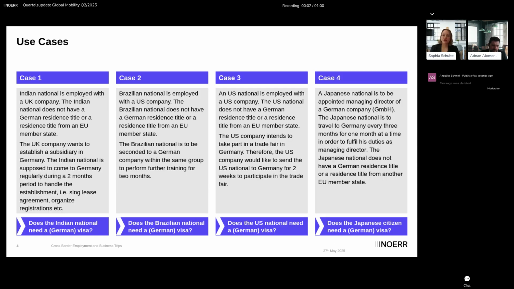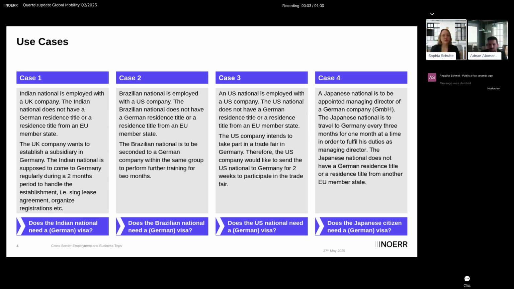Now, to the use cases we want to discuss today. These are some example cases we advised on in our day-to-day practice. The first case is regarding an Indian national who is employed with a UK company, and this Indian national does not have a German residence title or a residence title from another EU member state. The UK company, the employer, now wants to establish a subsidiary in Germany, and therefore wants to send this Indian national to Germany to help set up this subsidiary.